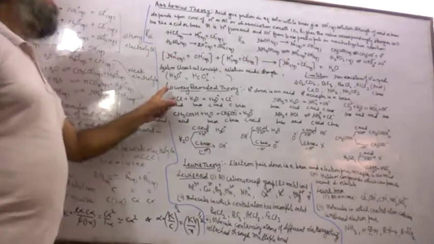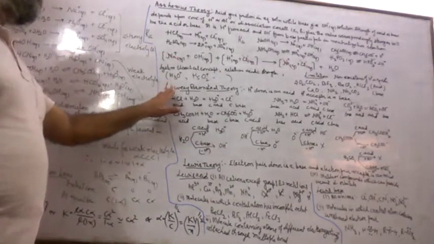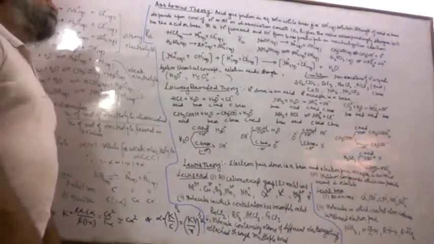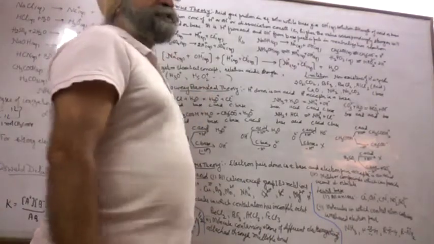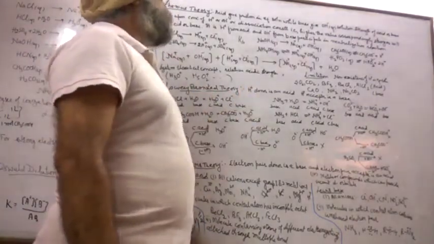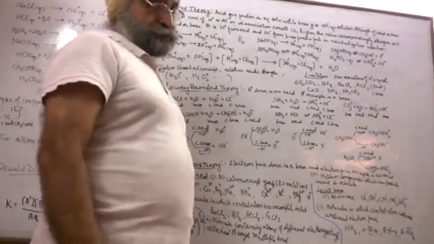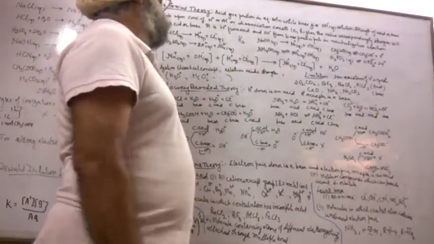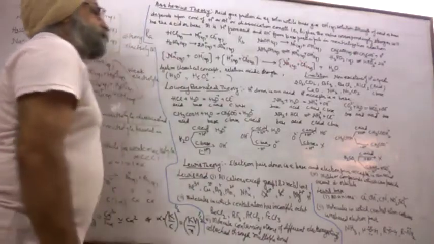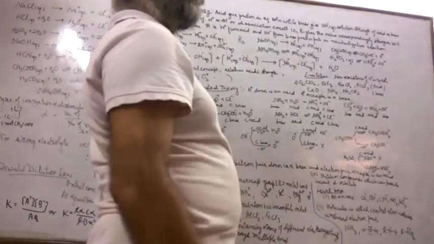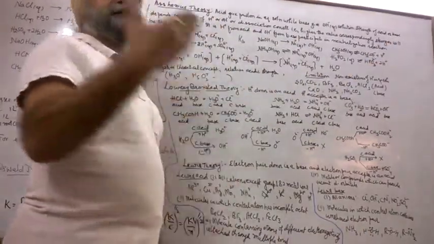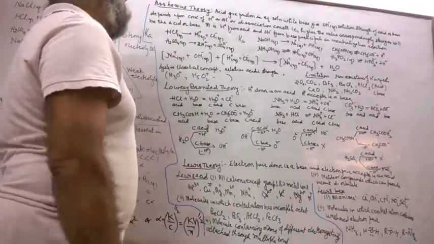The next theory was provided by Lowry and Bronsted. According to Lowry and Bronsted, a proton donor is an acid and a proton acceptor is a base. Any substance can act as an acid or base, depending on the nature of the other: which one has the urge to accept a proton, which one has the urge to lose a proton.